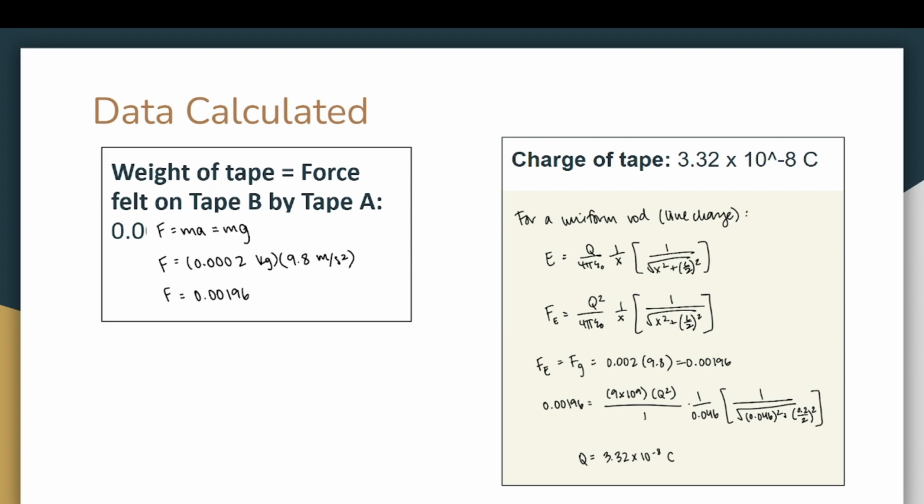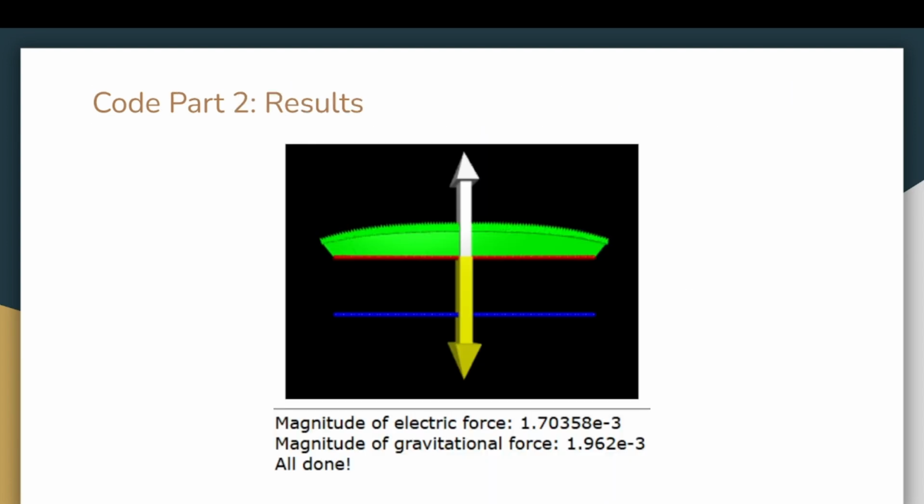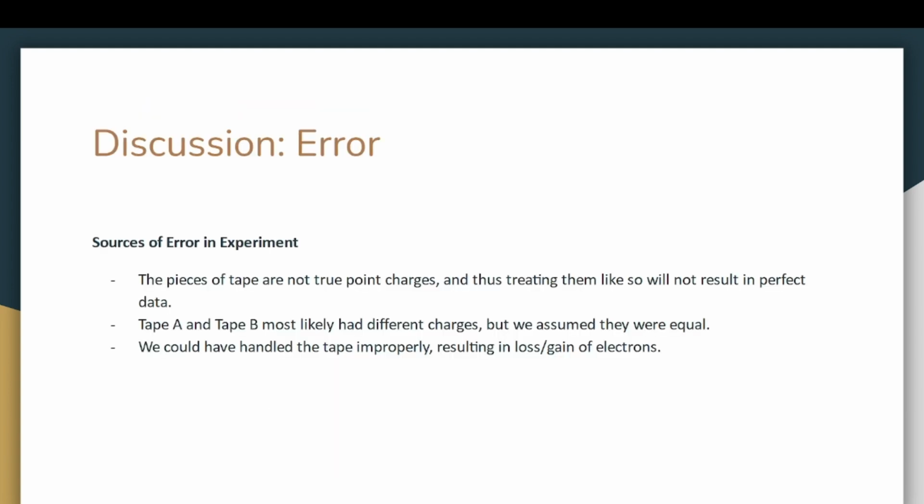I used the equation for the electric field of a uniform rod to find our charge of 3.32 times 10 to the negative 8th coulombs. Then for the code, we can see I substituted in 3.32 times 10 to the negative 8th for the net charge and followed the rest accordingly. And this is what my model ended up looking like. And the magnitude of electric force and gravitational force are pretty similar.